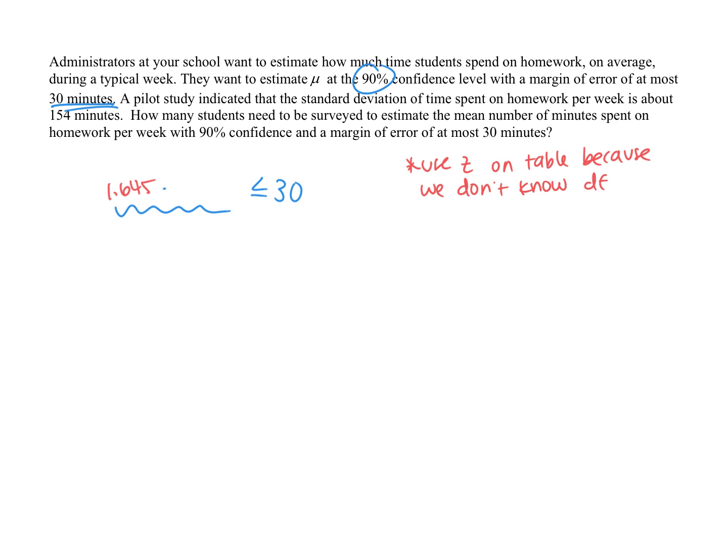We then have a standard deviation of 154 over root n. So that's just the margin of error formula. I'm not going to show you the work. Hopefully you know how to solve that. You would get 71.31. And then like we talked about, I want to see that decimal and I want to see you round up. So we would need a sample size of 72 to maintain a margin of error of 30 minutes.